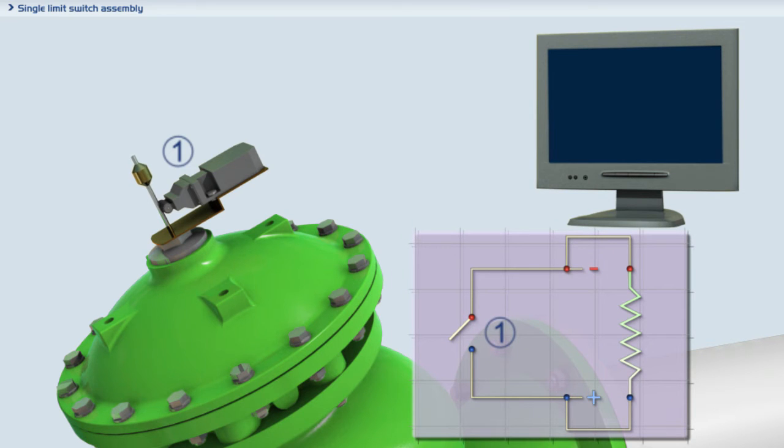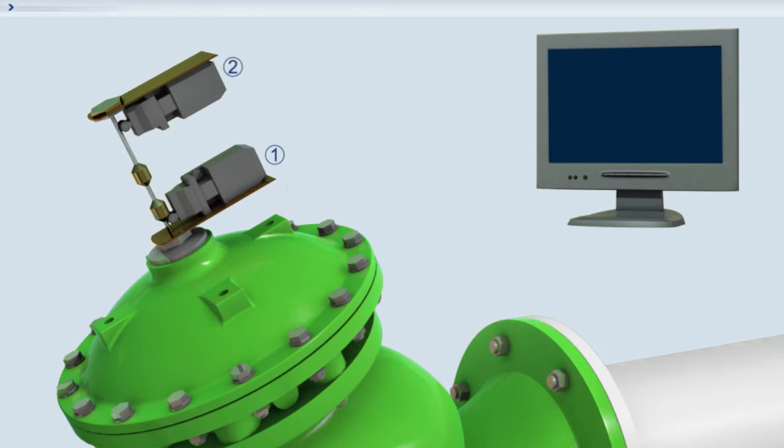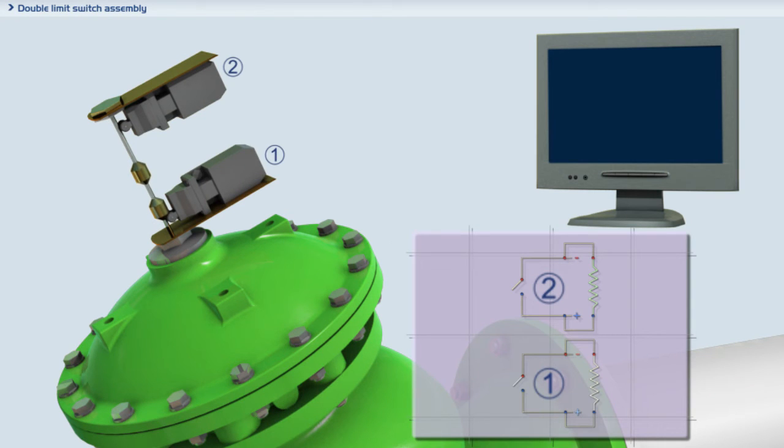The single limit switch assembly is equipped with one electric switch, which sends a signal to a control system when the BERMAD 700 series valve is in the closed position. The double limit switch assembly is equipped with two electric switches, which send a signal to a control system when the BERMAD 700 series valve is in the fully open position and when it's in the closed position.